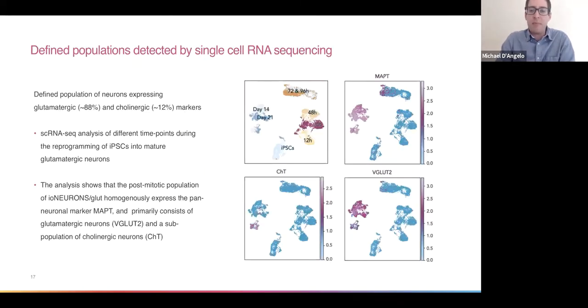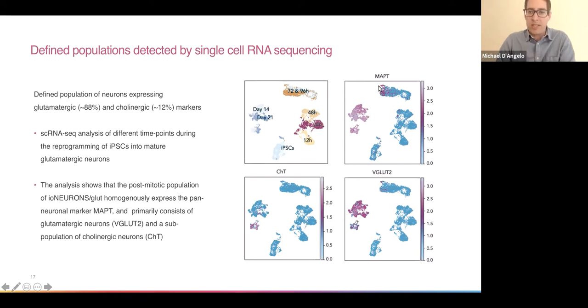So we've done some deep characterization on these cells. So we've done single cell RNA sequencing. So what you can see here is a time course of reprogramming. So following anti-clockwise from the IPS state through some early time points here, 12, 24, 48, and then 72 and 96 hours, and then also some very mature cells over here, 2 and 3 weeks.